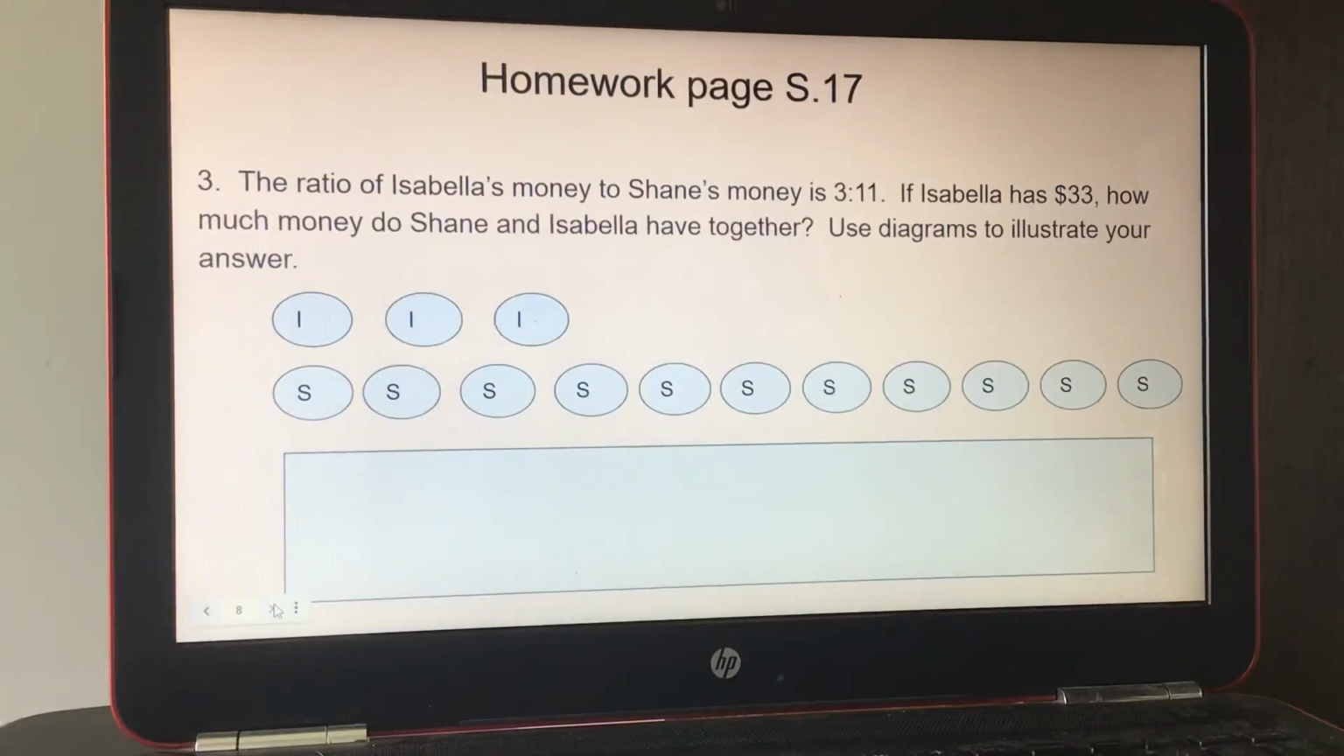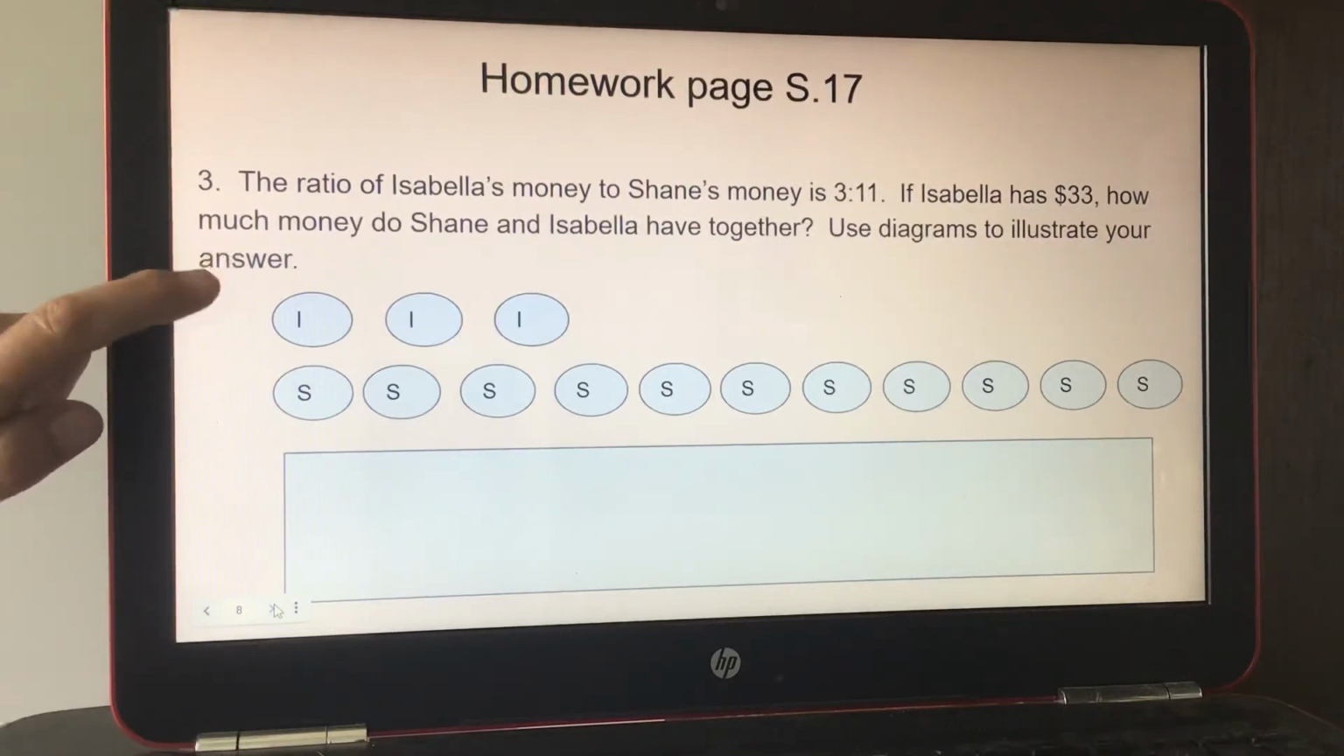Okay, number 3, the ratio of Isabella's money to Shane's money is 3 to 11. If Isabella has $33, how much money do Shane and Isabella have together? Okay, so this is a little different question. They want to know how much they have together. Use diagrams to illustrate your answer.